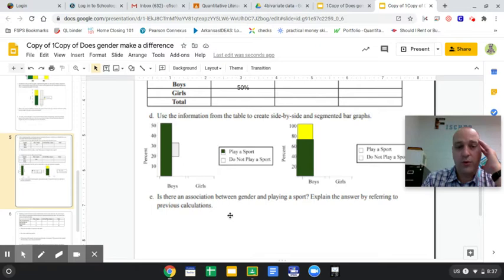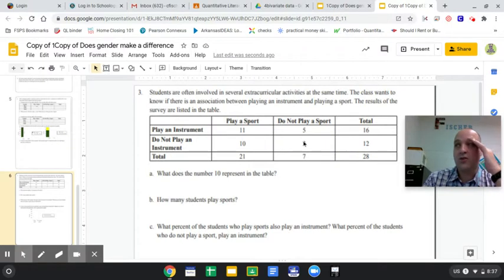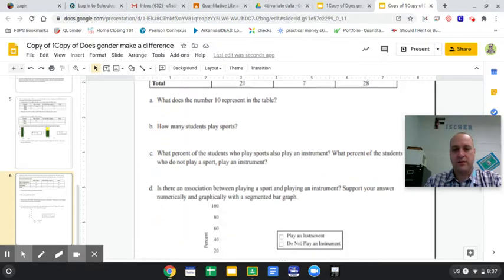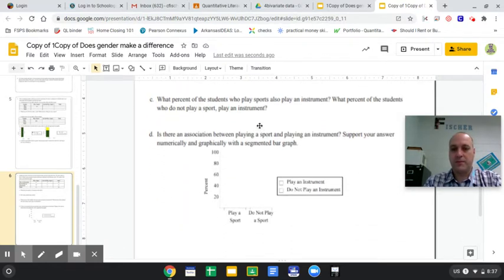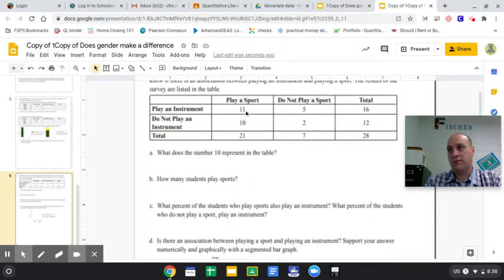On number 3, the next page, right here, they've already got this chart filled out for me. So they say, what does the 10 represent? Well, the 10 represents how many play a sport but don't play an instrument. That's the answer. How many students play sports? Right here, there's the total. What percent of the students who play sports also play an instrument? So how many play sports and also play an instrument? So you got 11 out of 21. So right here you put 11 out of 21.